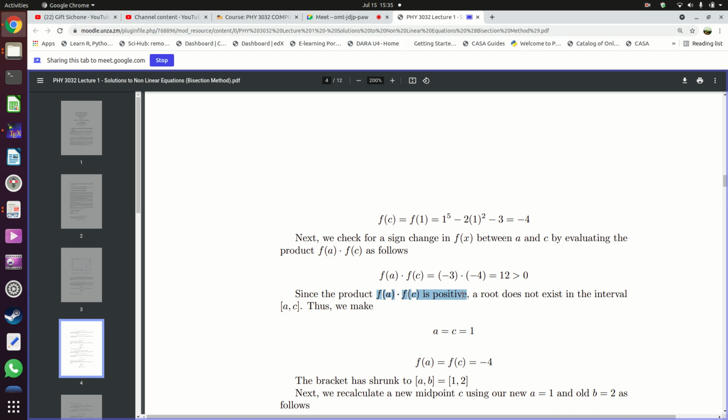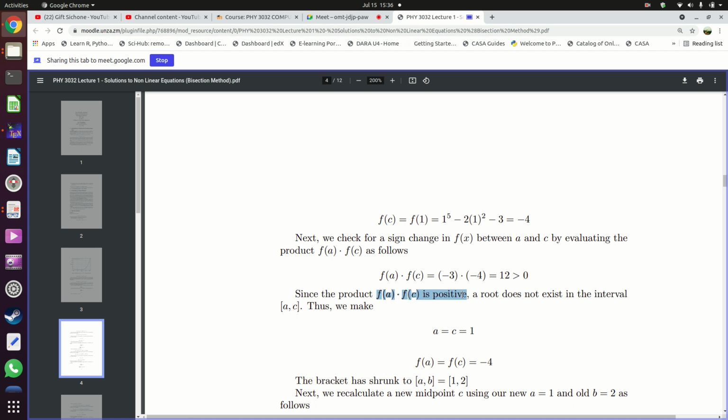If there is no root between A and C, then we can make C become our new A. We move the lower bracket A, which was at 0, to C. That's how the shrinking is done. Are we clear? Can you repeat that point again?